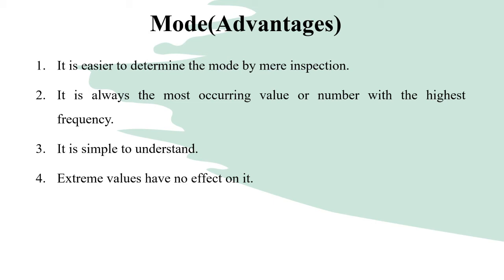2. It is always the most occurring value or number with the highest frequency. 3. It is simple to understand. 4. Extreme values have no effect on it. So whether the value is 20 or 100, as far as it did not occur more than any other number, it is not the mode, and it has no effect on the outcome, that is the answer.